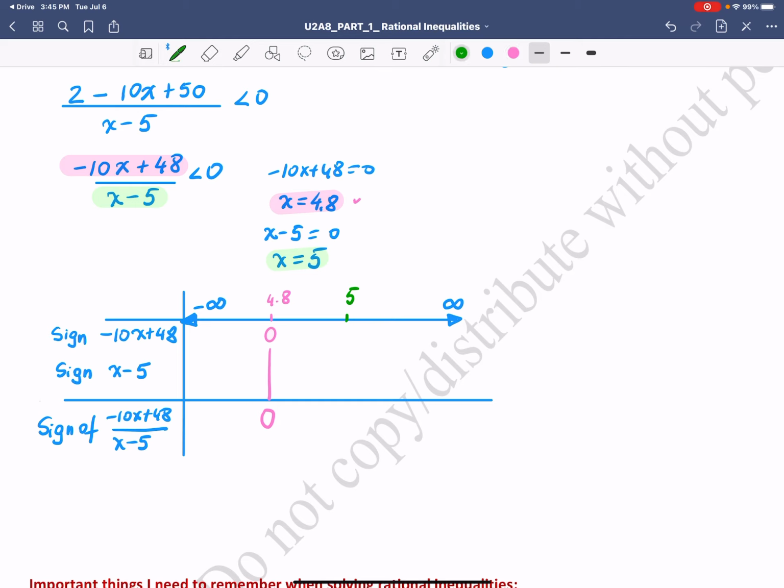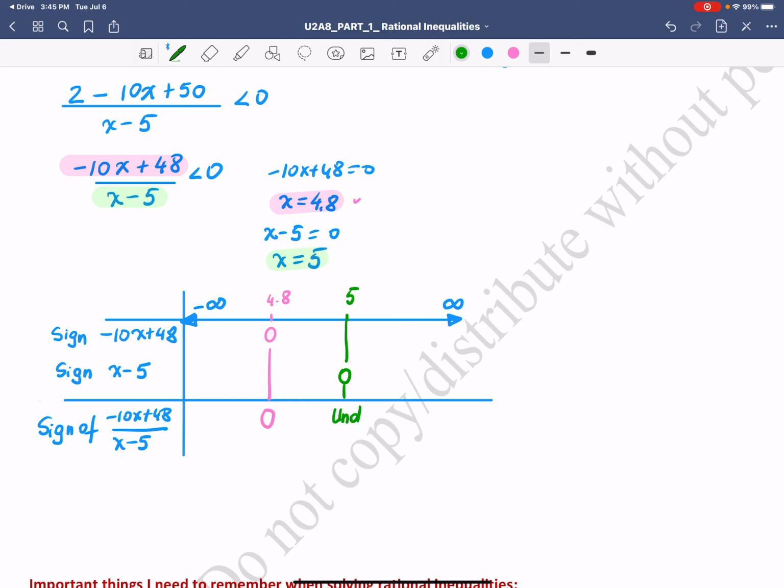Positive 5, on the other hand, will make x minus 5 equal 0, which means that if x equals 5, the denominator will be 0. And now we're thinking, if the denominator is 0, what's going to happen to the value of the rational expression? Well, that would be undefined.